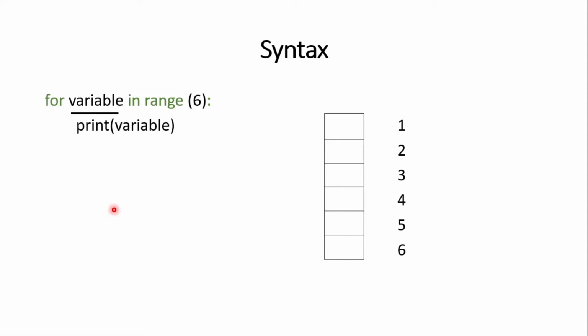So in the first iteration, variable will represent the value 0. In the second iteration, it will represent 1. In the third iteration, it is 2. In the fourth iteration, it is 3. And in the fifth and sixth, it is 4 and 5.